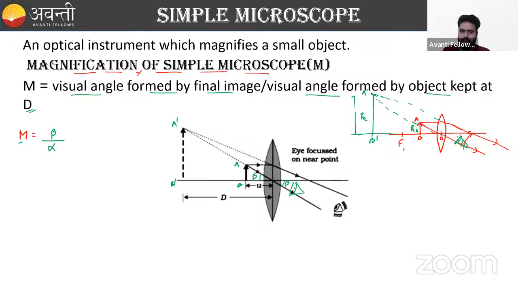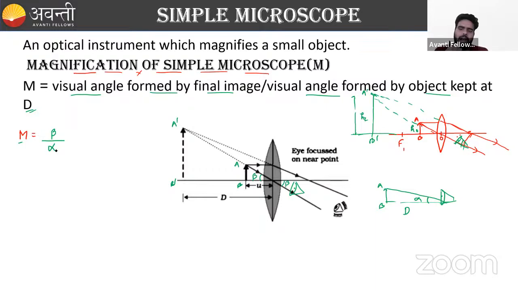I hope this is clear. If this is our eye, and we place the object at D, suppose this is a bacteria, and we place the bacteria at a distance D, then what is the angle subtended by that bacteria in our eye? That is our alpha. We are not going to use any type of instrument here. So in this manner, we can define alpha.